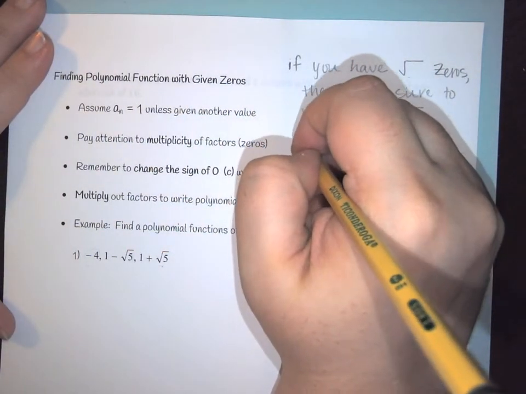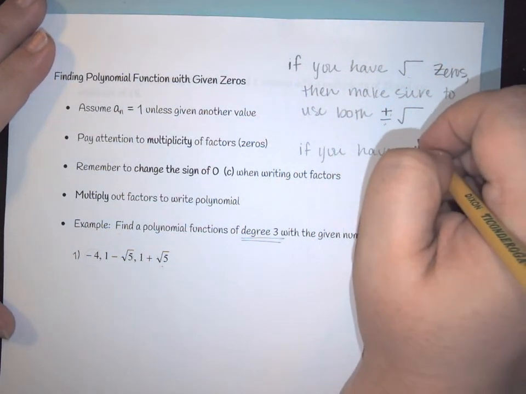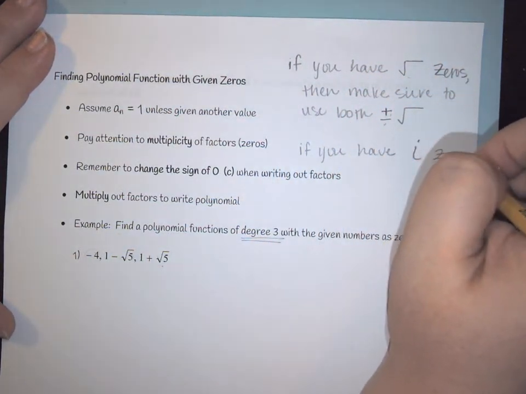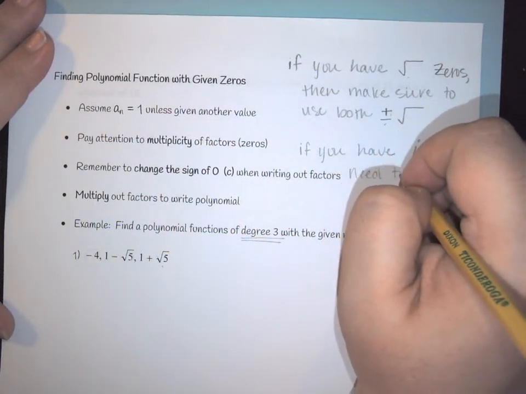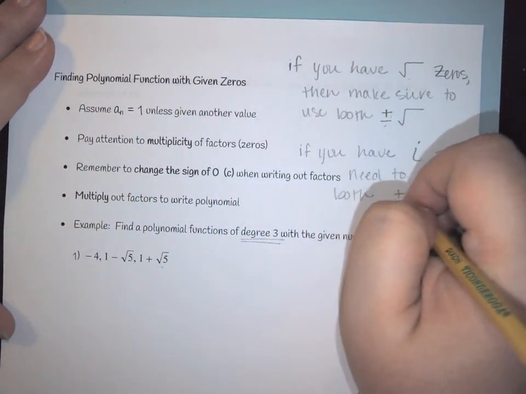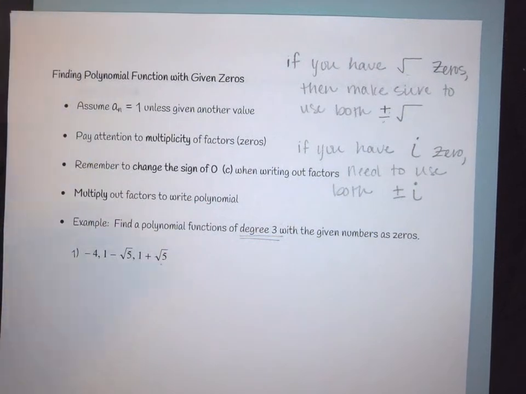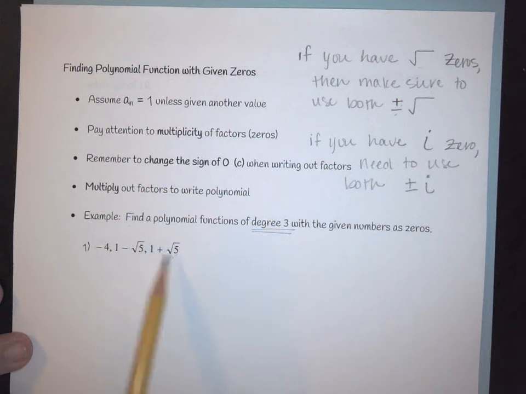Same goes for if you have an i zero. Then you need to use both plus and minus i. So both of those ideas, they come in partners. Your imaginary has the plus minus and your radicals have plus minus. Now in this case, if you look, I've given you minus a radical and plus a radical, which means both have shown up, so I have them both.